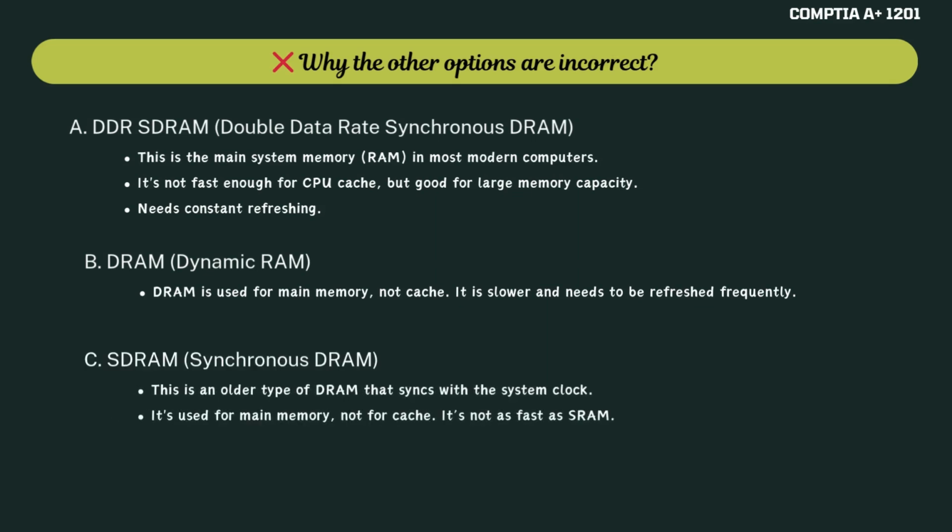C. SDRAM. This is an older type of DRAM that syncs with the system clock. It's used for main memory, not for cache. It's not as fast as SRAM.